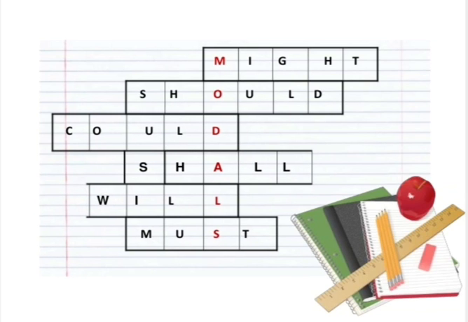So that's it. These are all modal auxiliaries: might, should, could, shall, will, must.